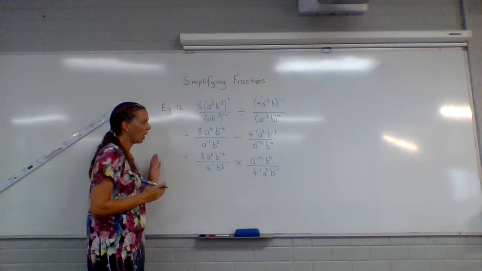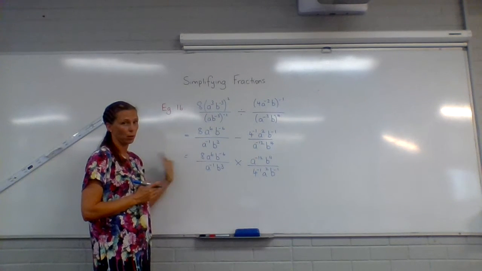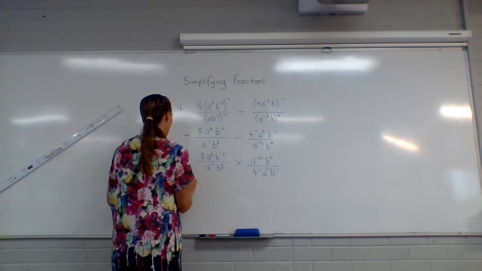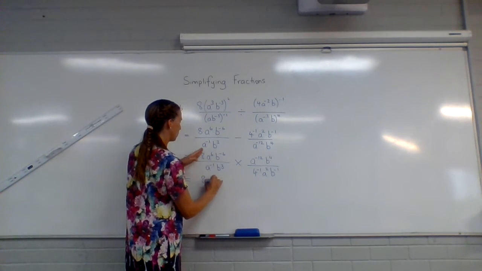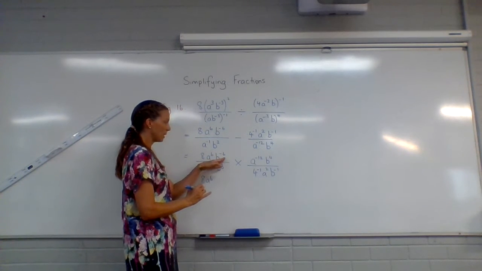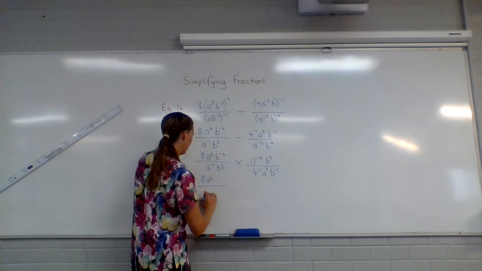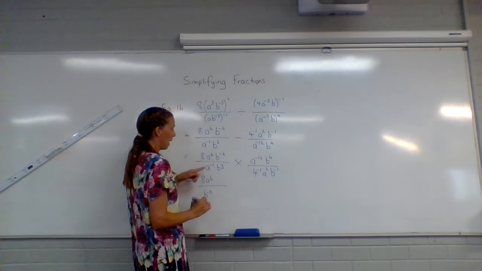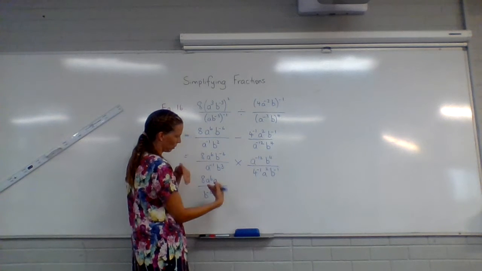At this point, I would use my negative index law to get rid of the negatives and put everything as a positive. So 8 will stay where it is. A to the 6 will stay where it is. B to the negative 6 is going to go below. A to the negative 1 has to change, so it's a to the 1 goes above.